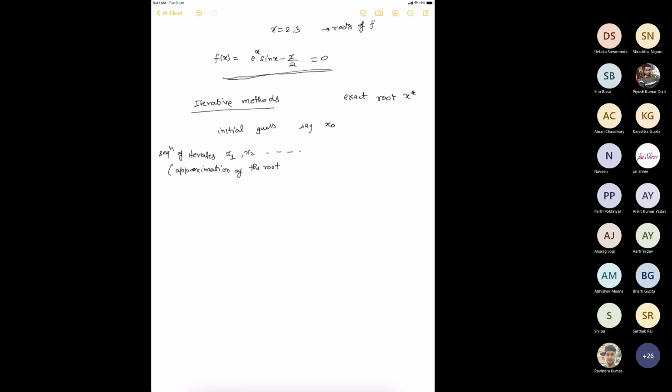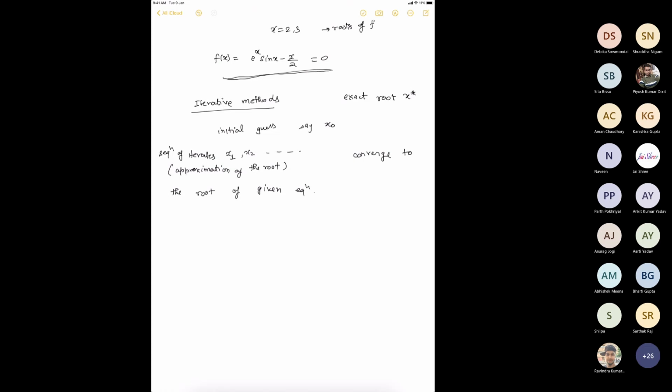Okay, so these x1, x2, x3, which we are going to generate using this numerical method or the iterative method, are all going to be approximations of this root. And what do we expect? That this sequence of iterates will converge to the root of the given equation. That is, it will converge to x star. So that is what we expect: we generate a sequence of iterates using the numerical method, and then we expect that as a sequence, xn should converge to x star.